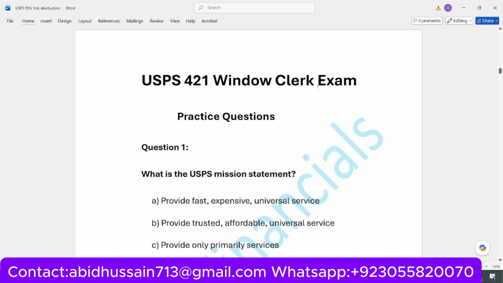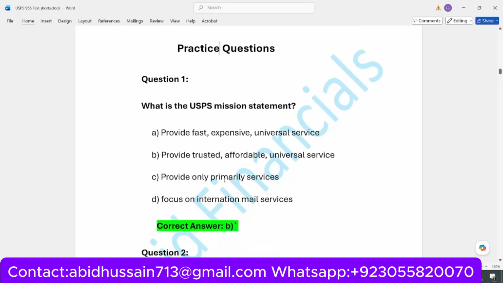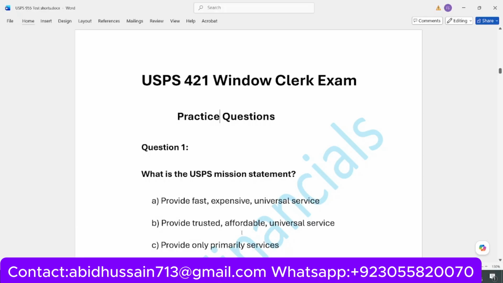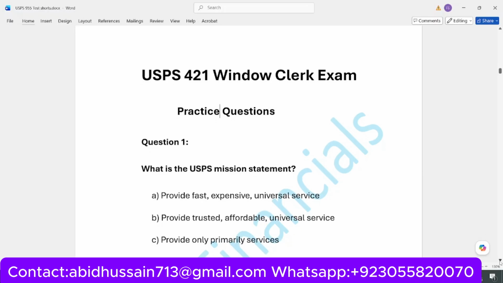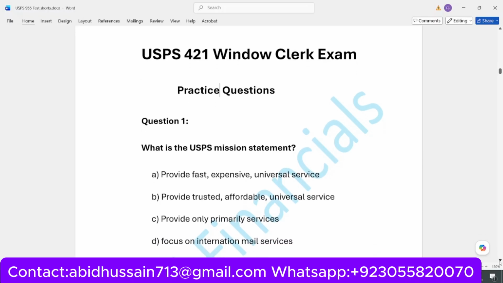What is the USPS mission statement? Option A, provide fast, expensive universal service. B, provide trusted, affordable universal service. C, provide only primary service. And D, focus on international mail service. The correct option is option B, provide trusted, affordable universal service.